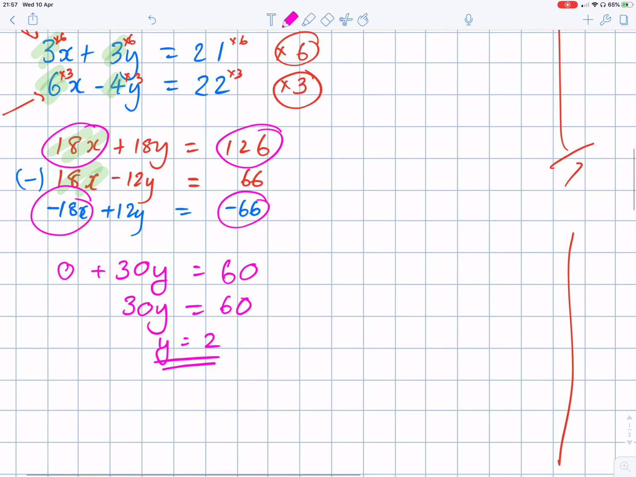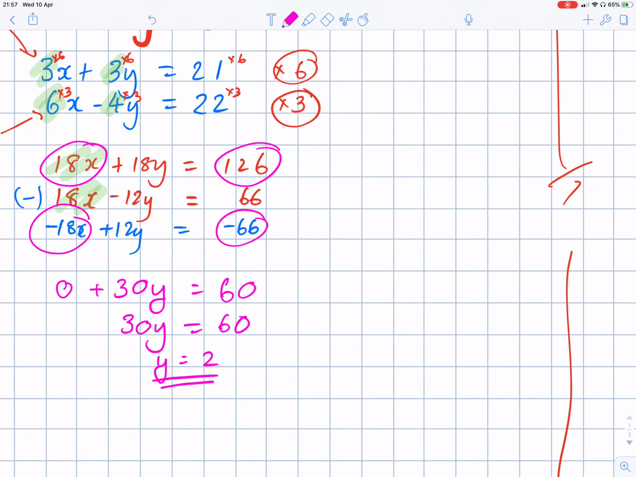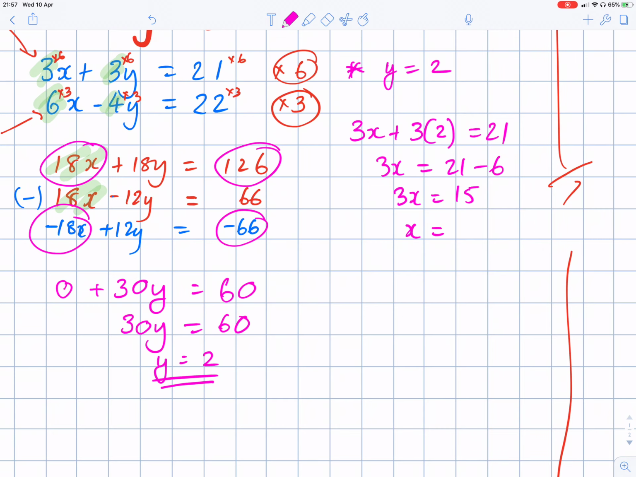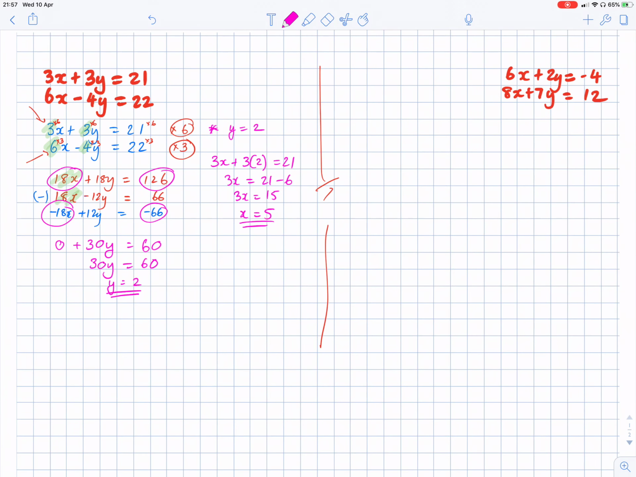To find the value for x, we can just take the first equation and put y equals 2 in that, which gives 3x plus 3 times 2 equals 21. 3x equals 21 minus 6. 3x equals 15, which means x is 5. So that's that simultaneous equation done.